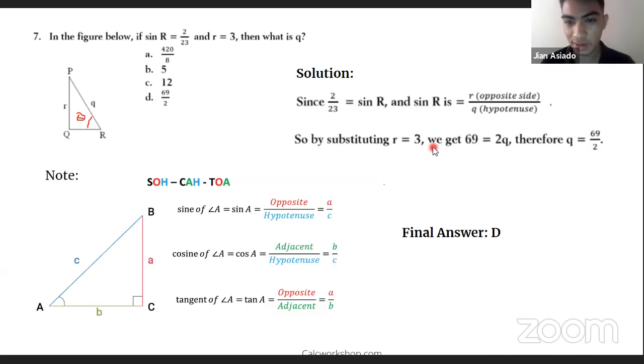So we substitute. If small r is 3, then we get 6n is equal to 2q. And then we just move it down, so 6q over 2. Okay, and that's letter D.